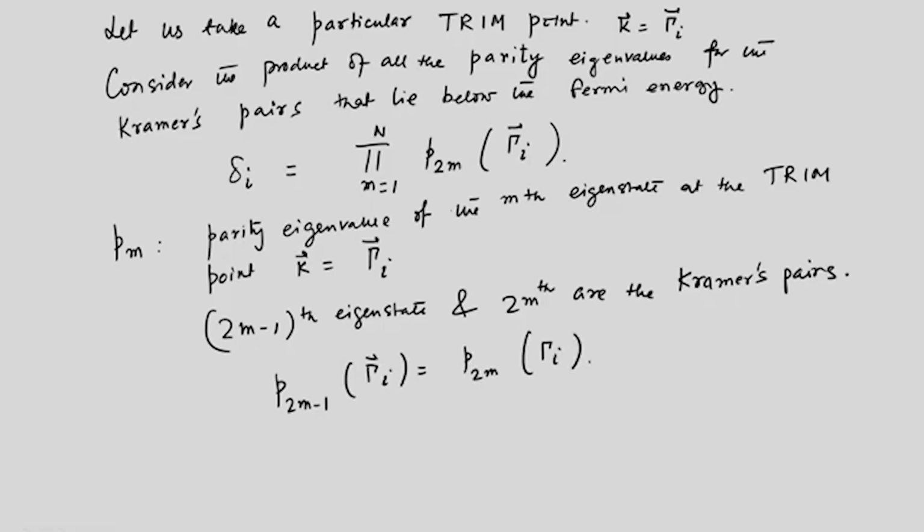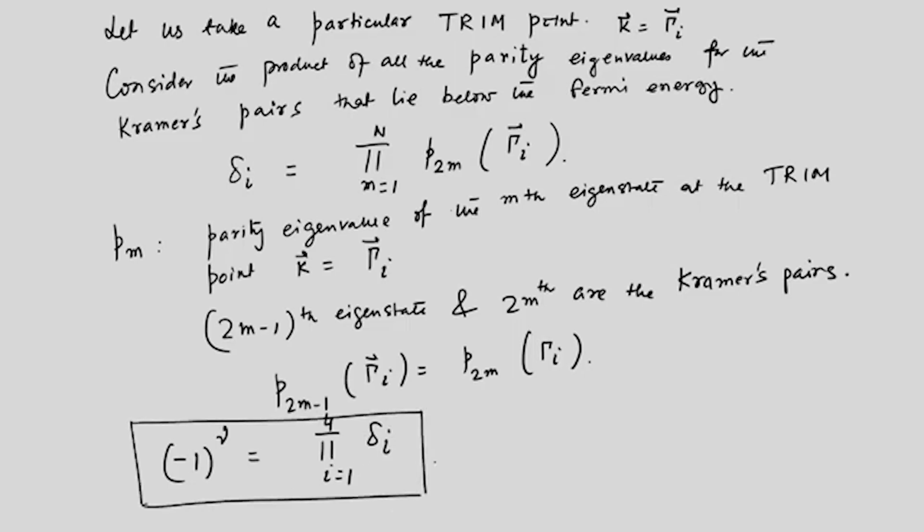So then what do we do? We get this delta i, which is a product of the parity eigenvalues, and we use this to define the topological invariant by this formula. It is minus 1 to the power nu, equal to the product over all these 4 TRIM points of the parity eigenvalues over, of course, all the occupied states. So this is how the topological invariant is defined in 2D.